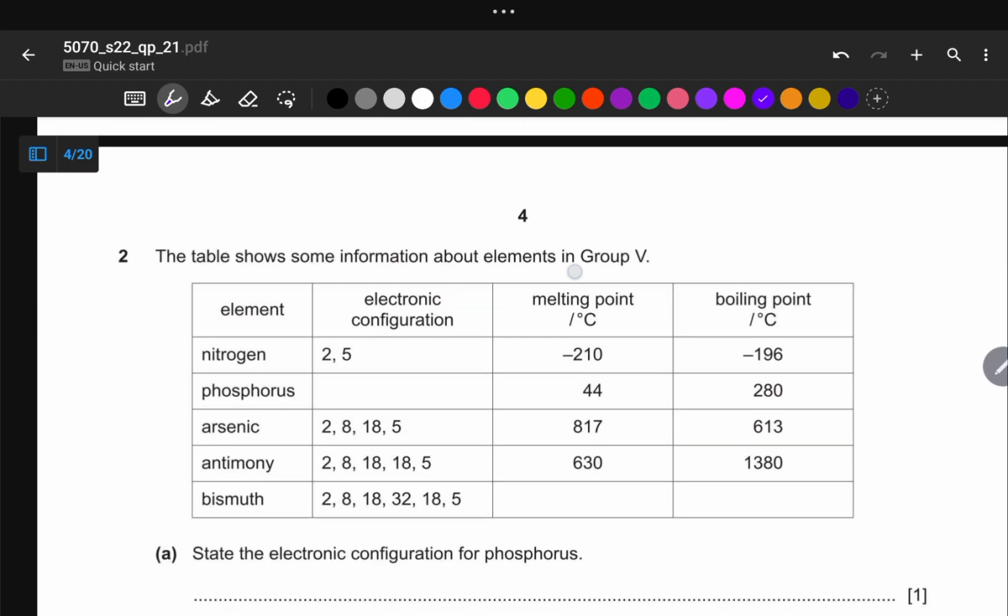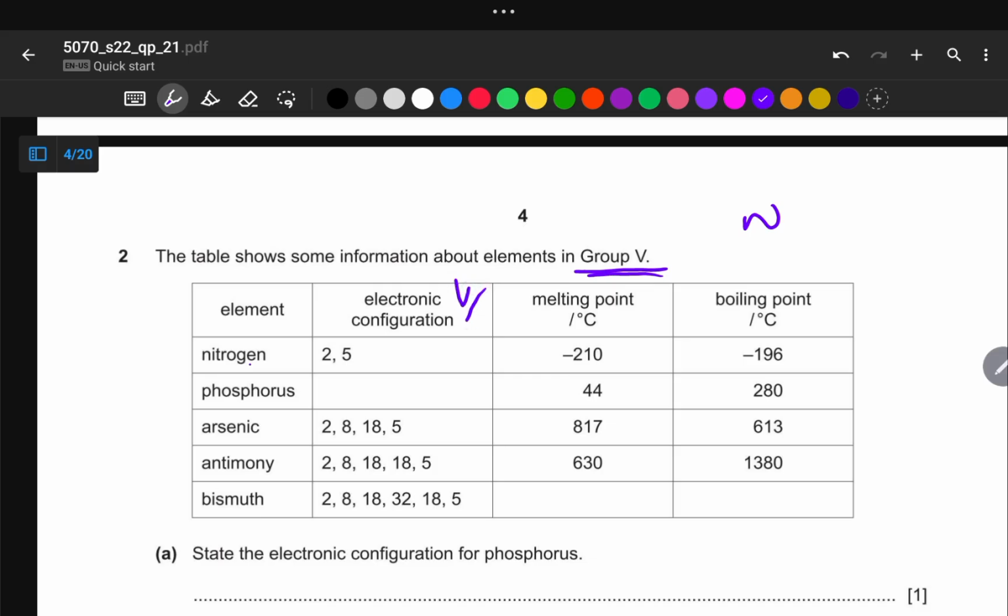So the next question says, the table shows some information about the elements in group 5. So for group 5, you are starting with nitrogen, going on to phosphorus and so on. So these are the elements: nitrogen, phosphorus, arsenic, antimony, and bismuth. So these are the elements in group 5. Here we have the electronic configuration.